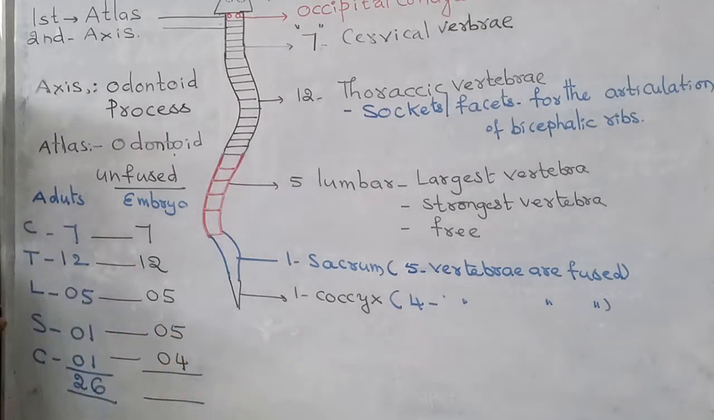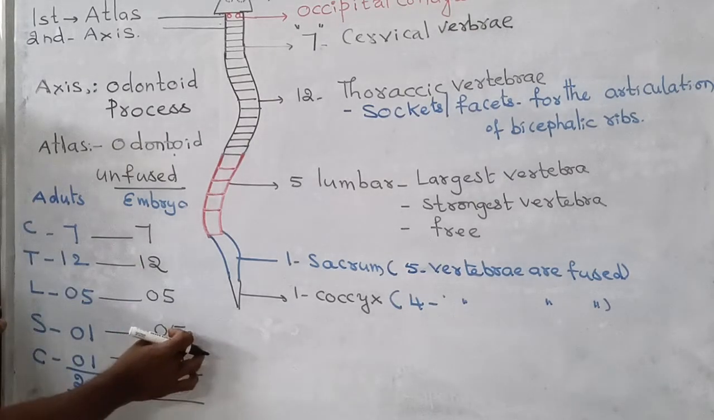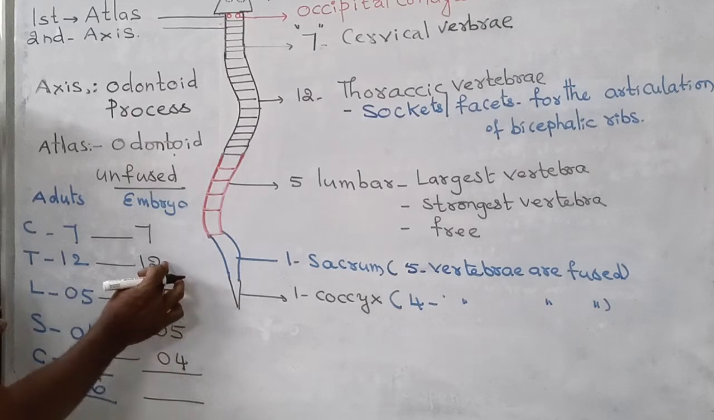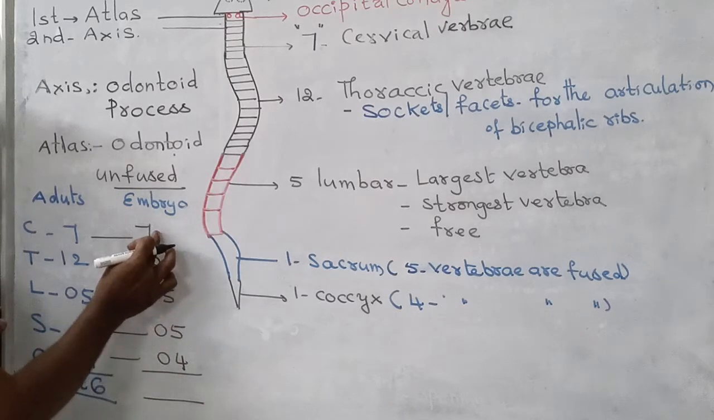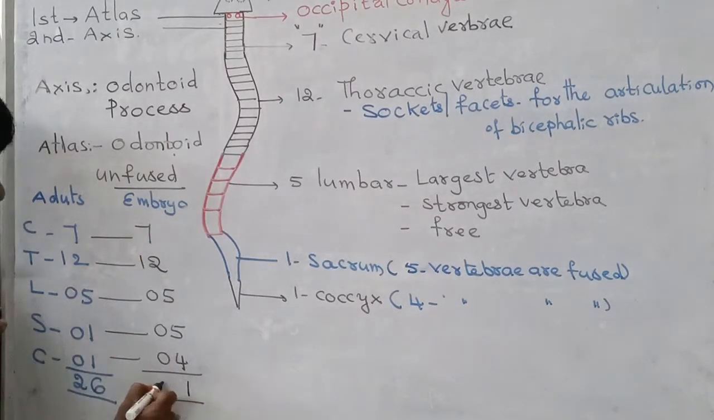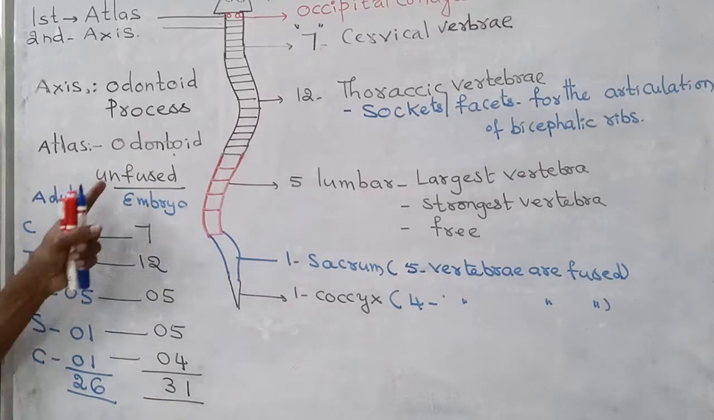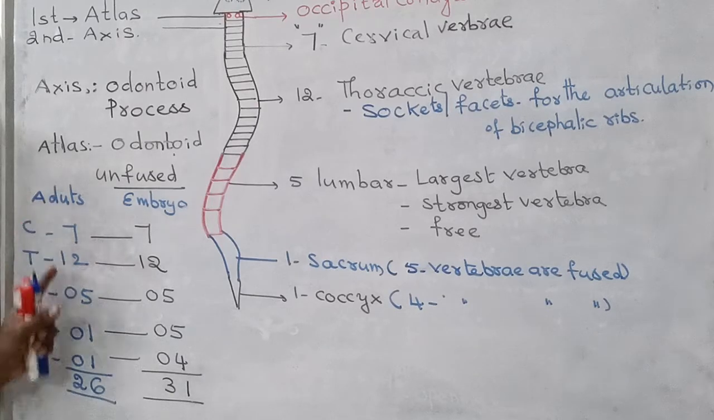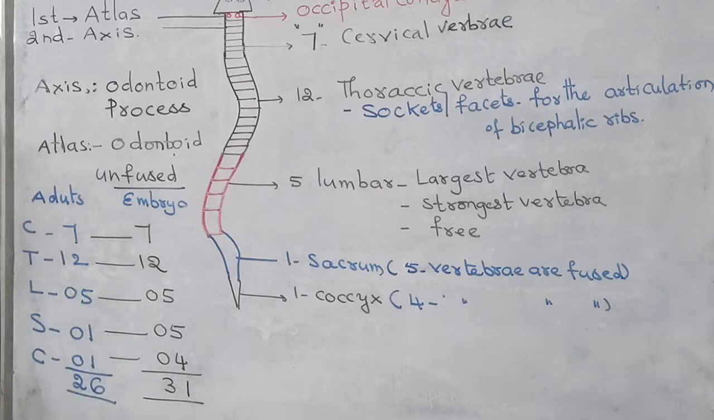Before fusion, in the unfused condition, it is 7 plus 12, 19, plus 5, 24, plus 5, 29, plus 4, 33... the total comes to 31. Therefore, the number of vertebrae in the unfused condition is 31. But in the fused condition it is 26, I mean in the adult stage. This is very much important.